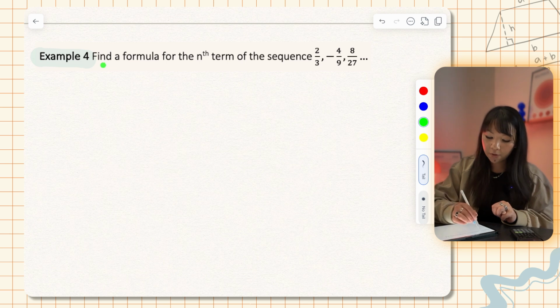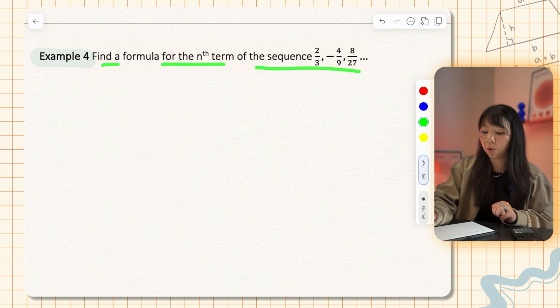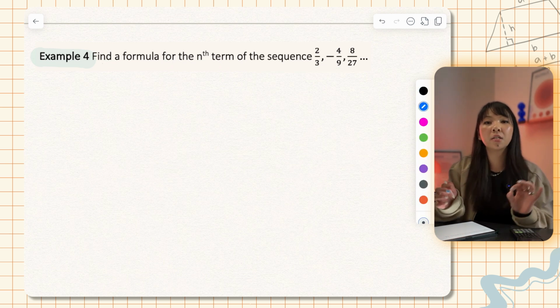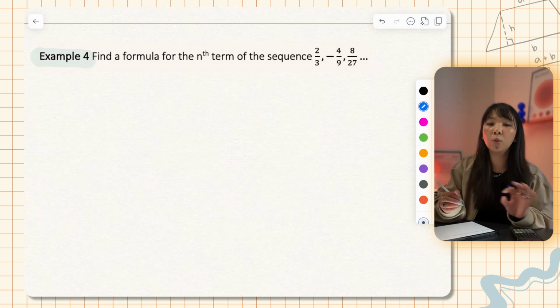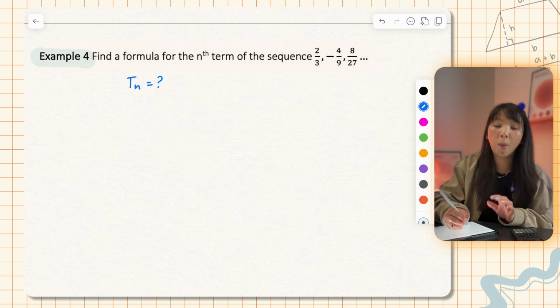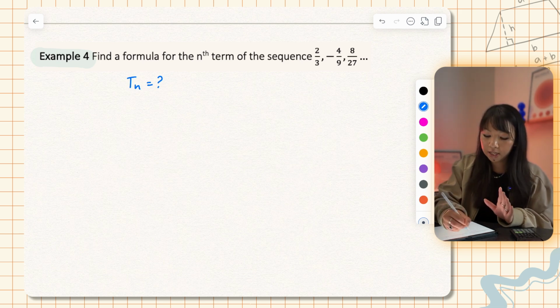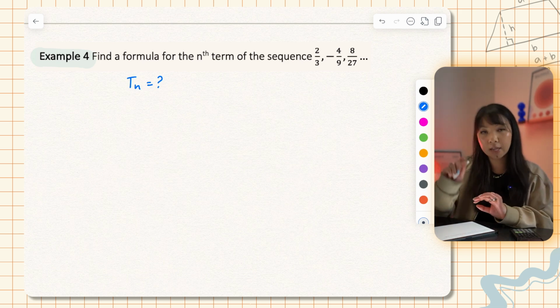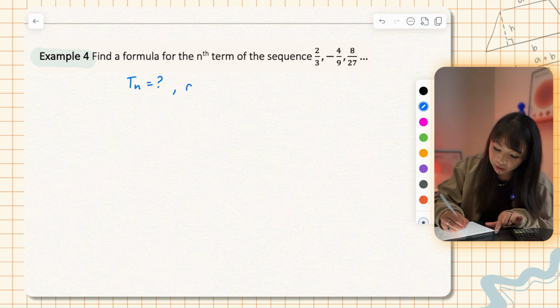Example 4. Find a formula for the nth term of the following sequence. If the question asks for the nth term, it means that you're not looking for a specific number. You're looking for a little equation or formula for Tn, which is going to be in terms of n. So n is going to be part of it. In this case, we're going to let A equal 2/3.